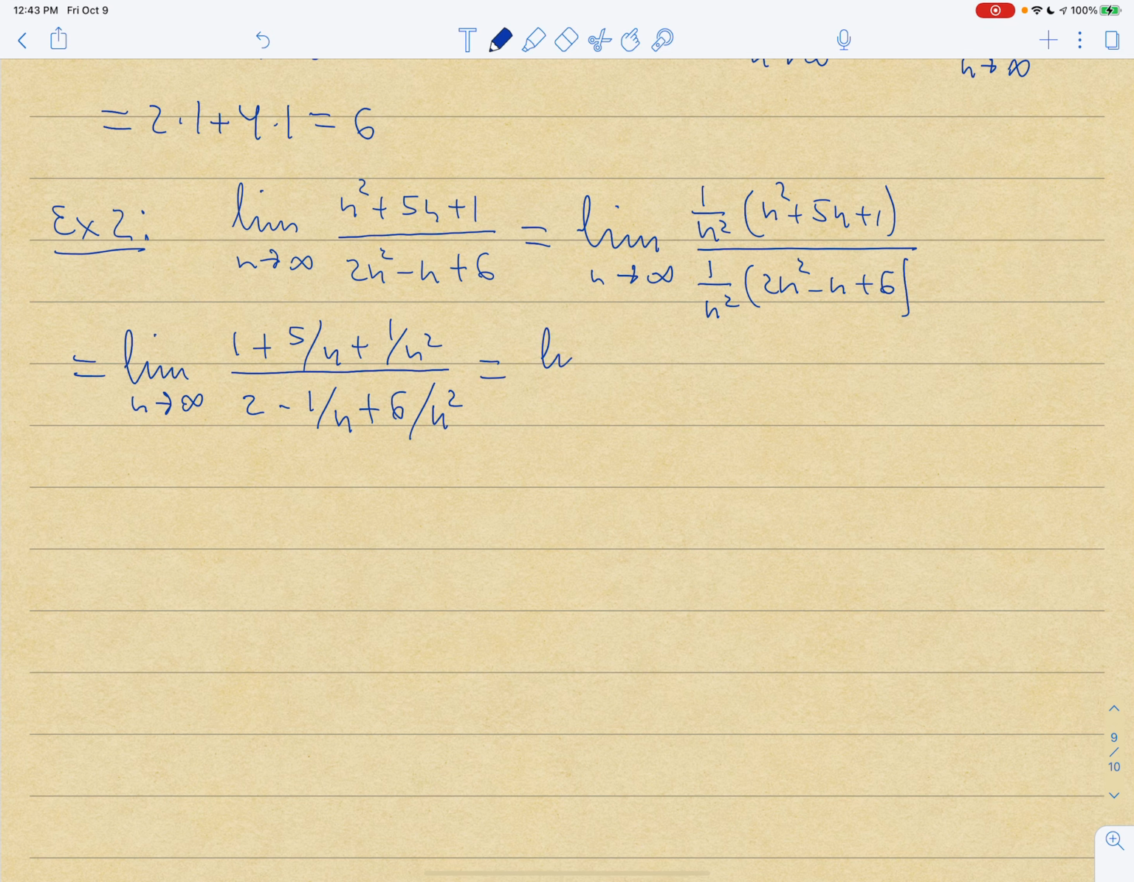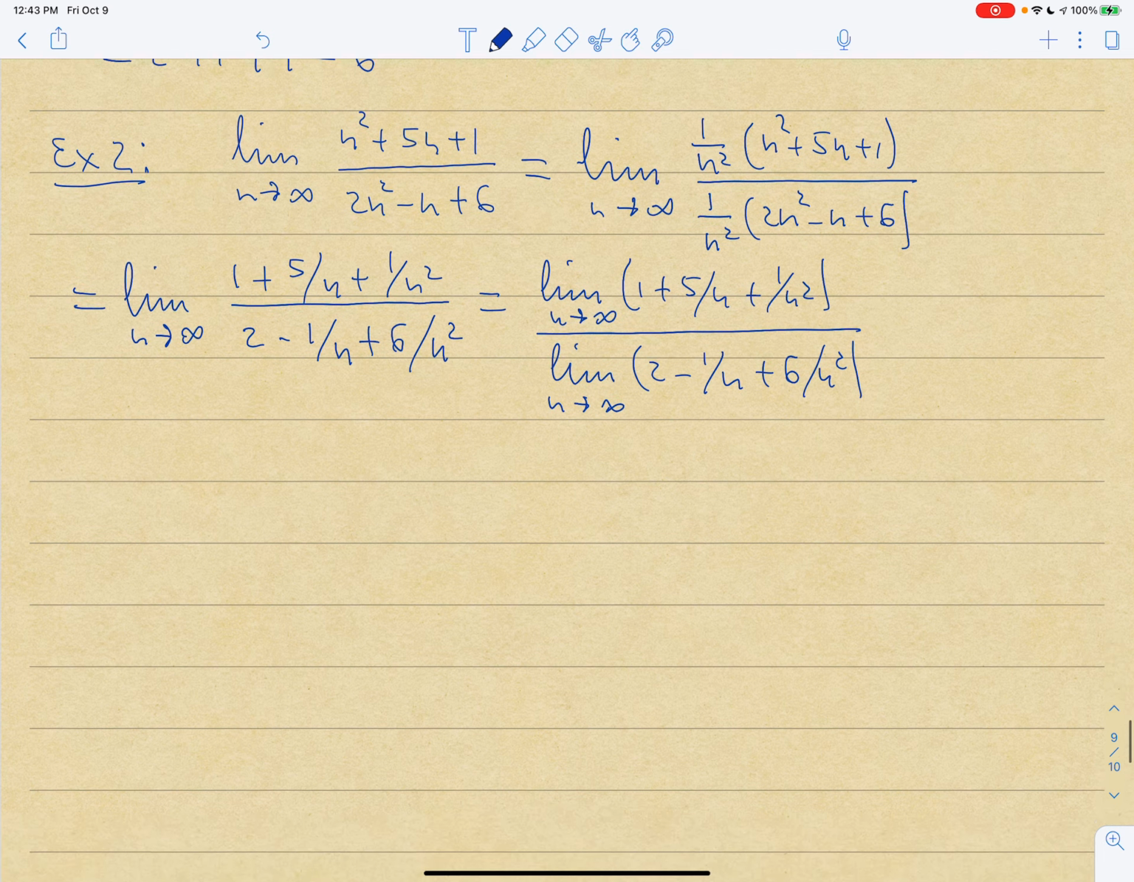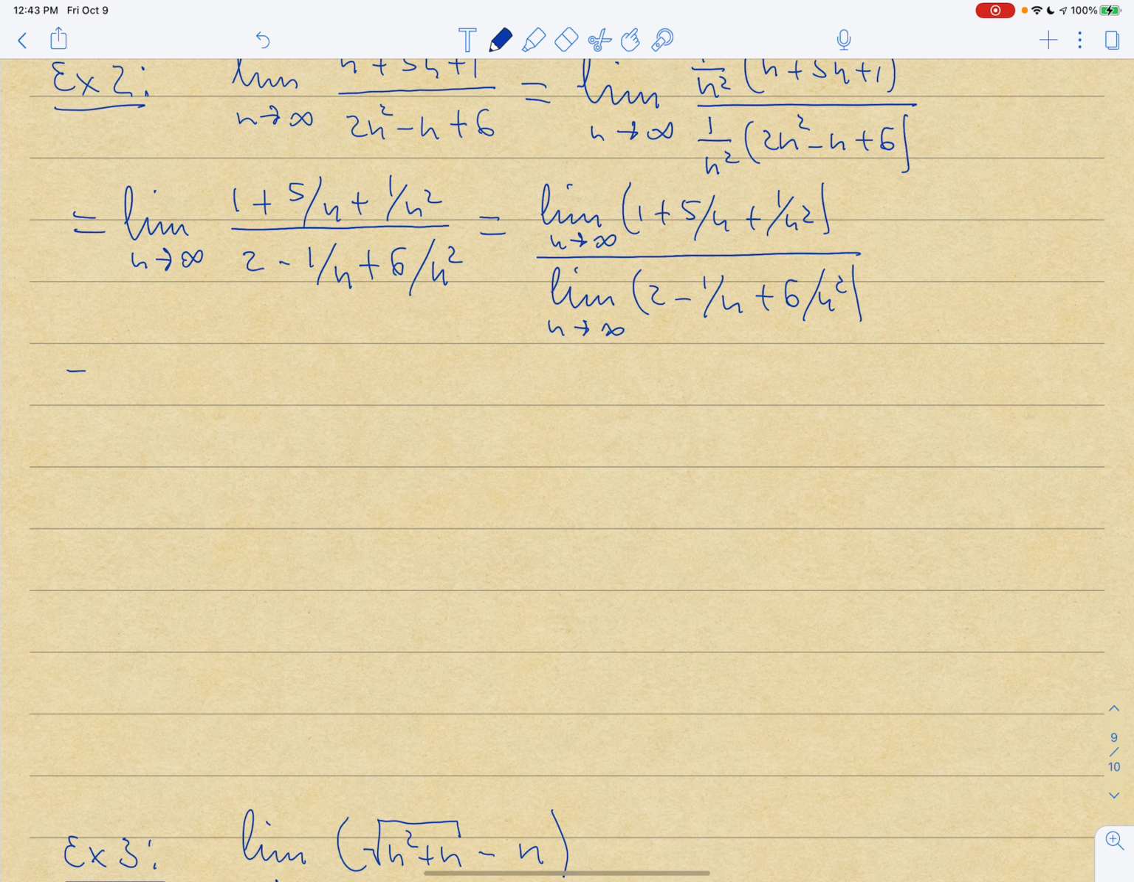So this would be the same thing as the limit as n goes to infinity of 1 plus 5 over n plus 1 over n squared, divided by the limit as n goes to infinity of 2 minus 1 over n plus 6 over n squared. All right, and here, again, if we stick to showing all steps, what is the limit of the top?